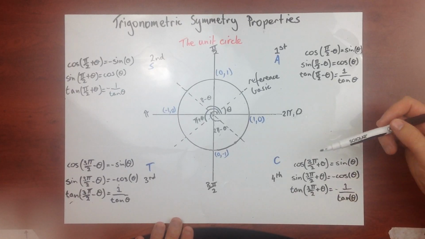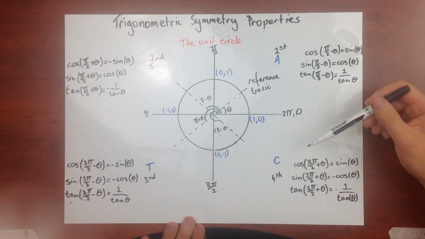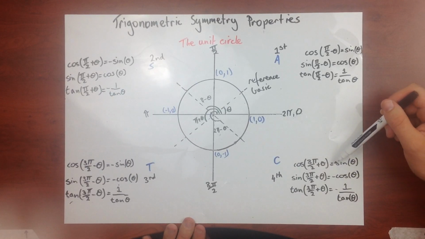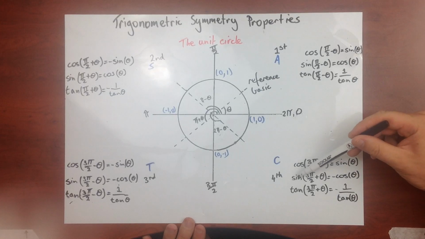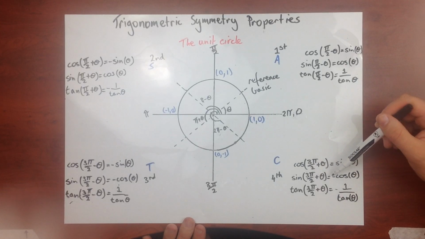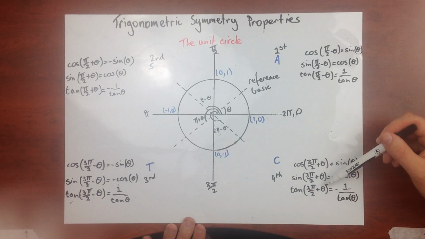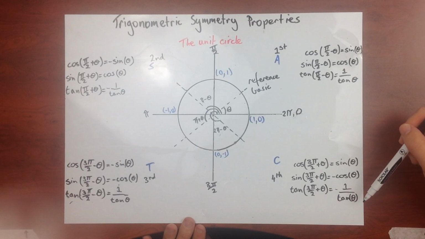And across in our 4th quadrant, our complementary angles become cos of 3 pi on 2 plus theta equals sine theta. Sine of 3 pi on 2 plus theta equals negative cos theta. And tan of 3 pi on 2 plus theta equals negative 1 on tan theta.